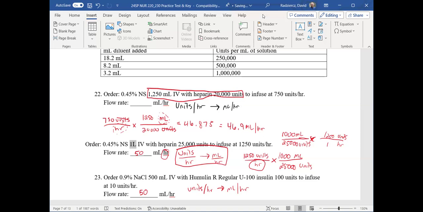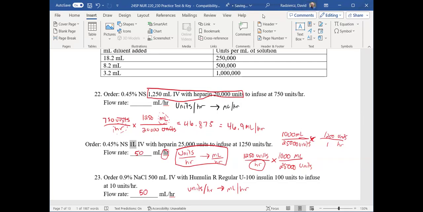So would it be okay to do 1,250 divided, do that first and then multiply by 1,000? Because I feel like that makes sense in my head. As long as you don't forget to do that, then yes, and you'll get the right answer. You'll get 50 mL per hour.